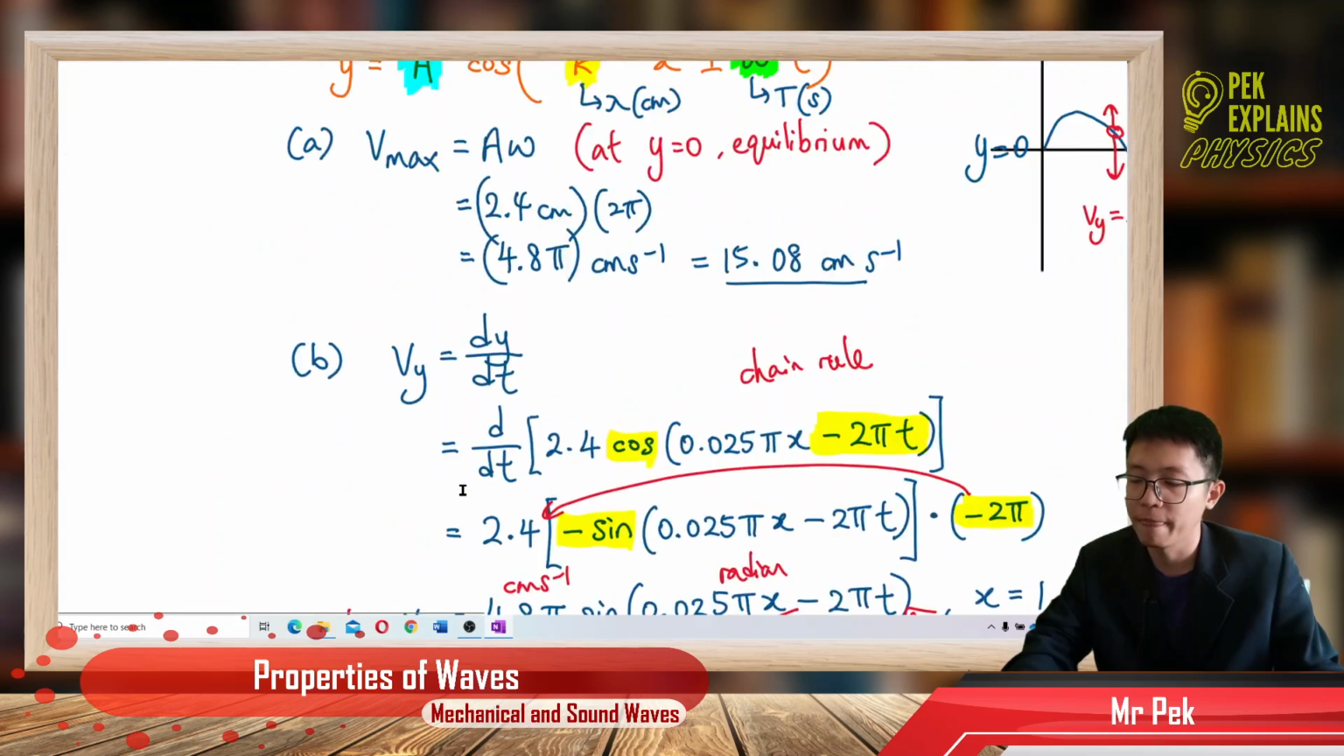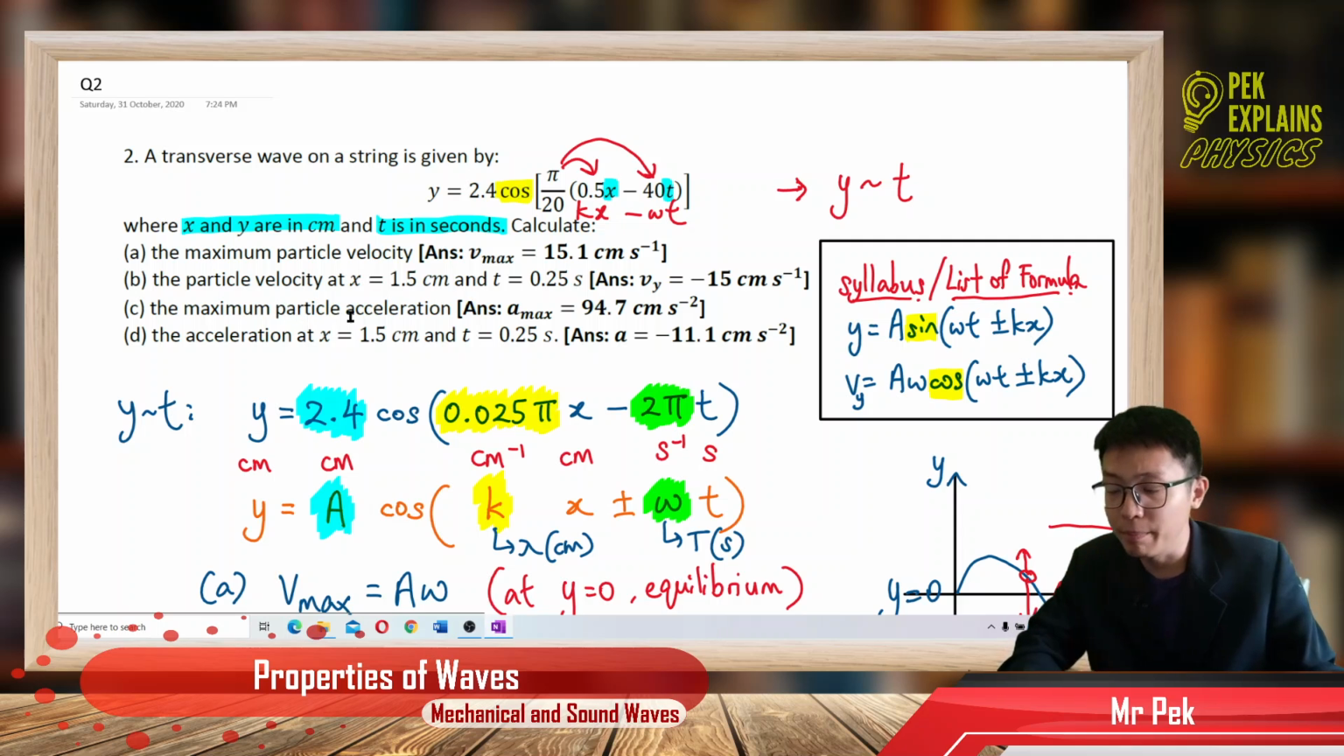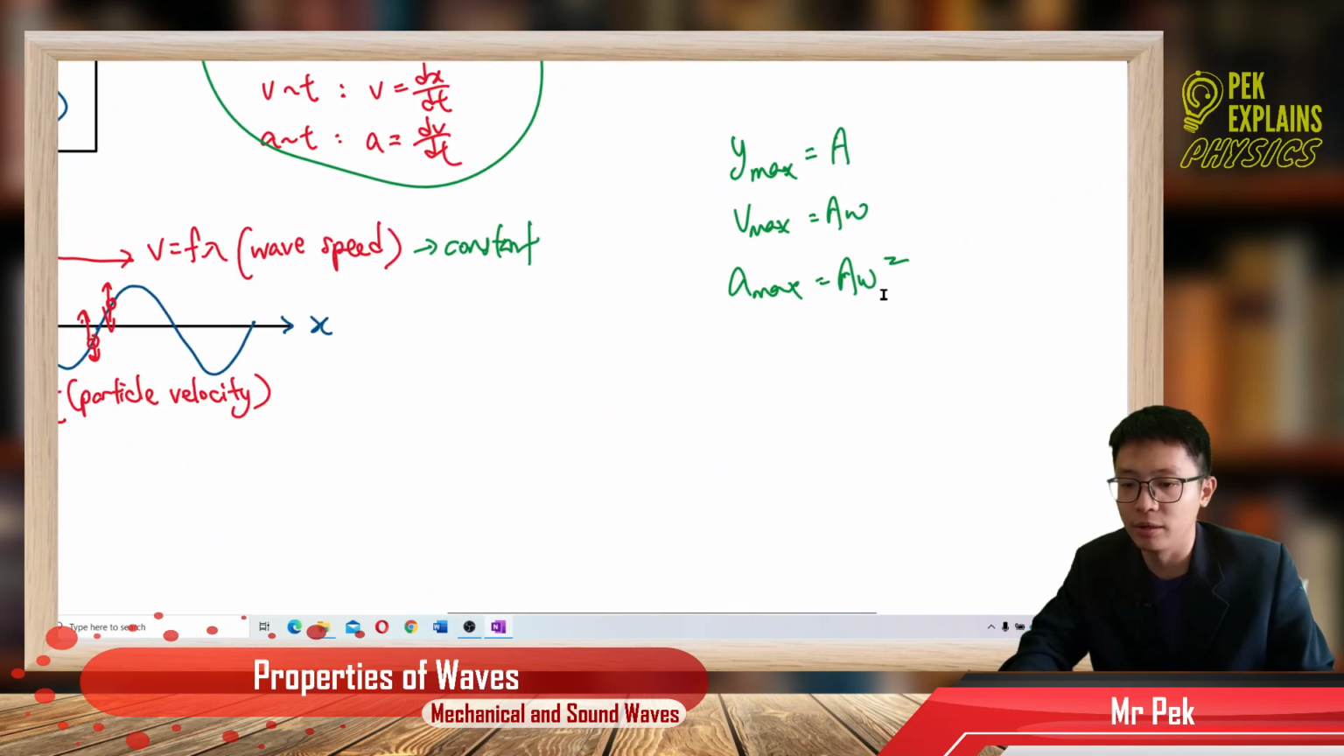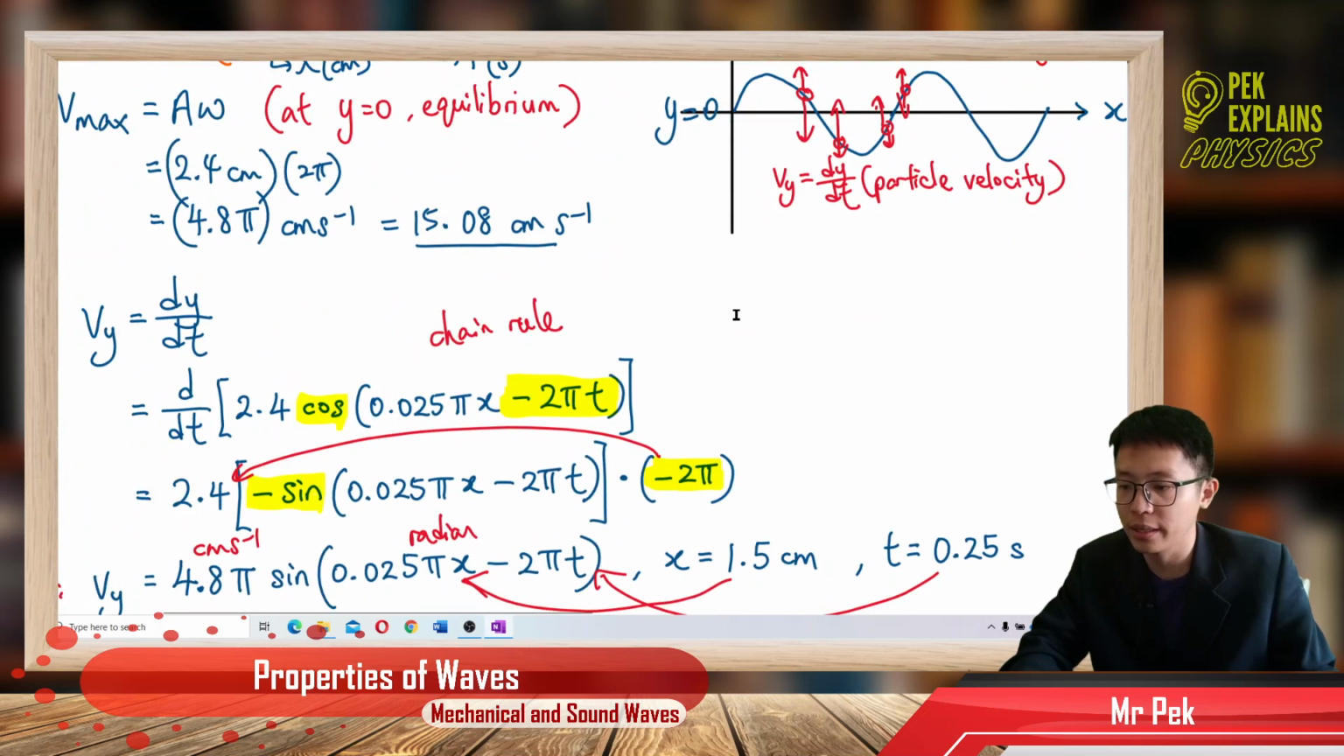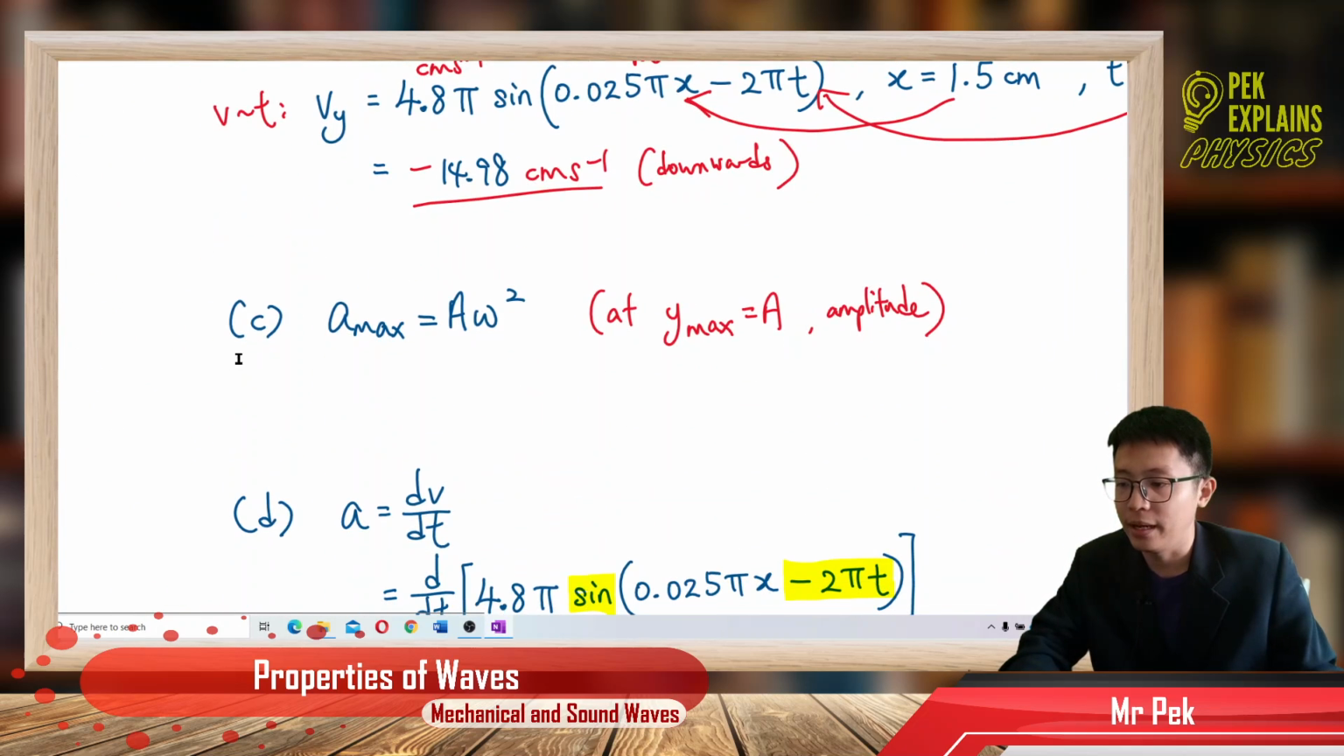Now, what is the maximum particle acceleration? Maximum particle acceleration is just A omega square. This happens at the amplitude. Remember, the acceleration is proportional to the amplitude. The higher the amplitude, the higher the acceleration. In simple harmonic motion, we learned that. So acceleration is maximum at A omega square, and it happens at the amplitude.